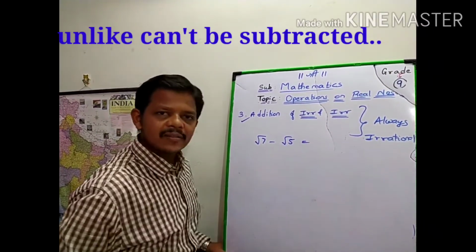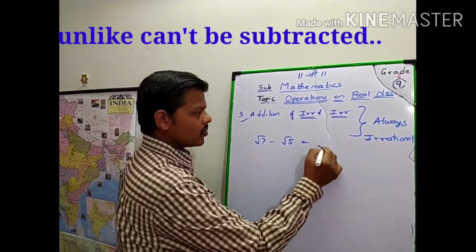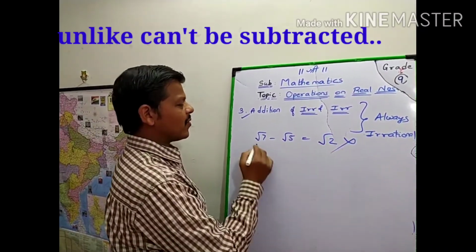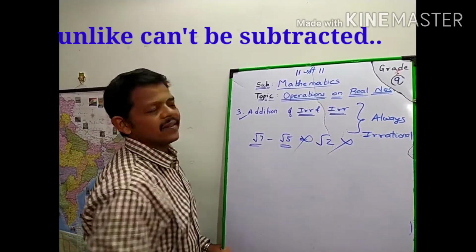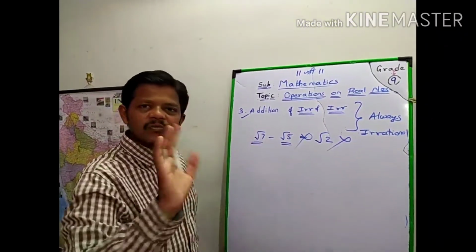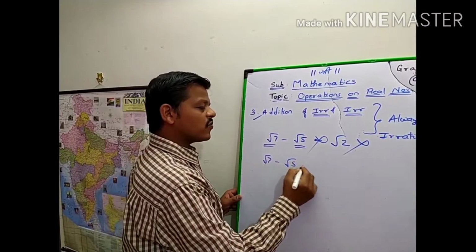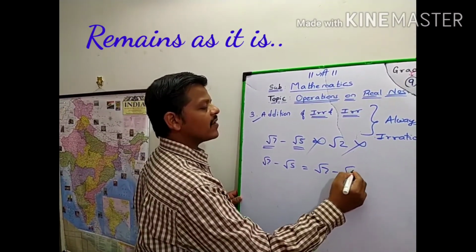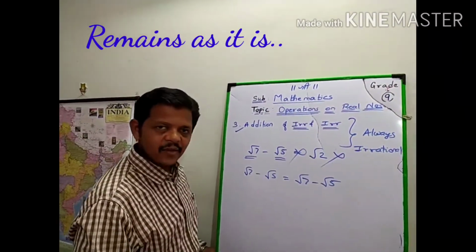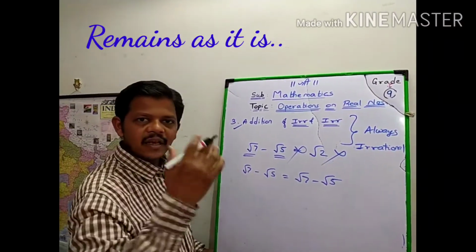What do you think should be the answer? Root 2? No, this is wrong, because unlike terms you cannot do anything. So root 7 minus root 5 can't be simplified. Root 7 minus root 5 remains root 7 minus root 5. Just as I told you, addition or subtraction is not possible.